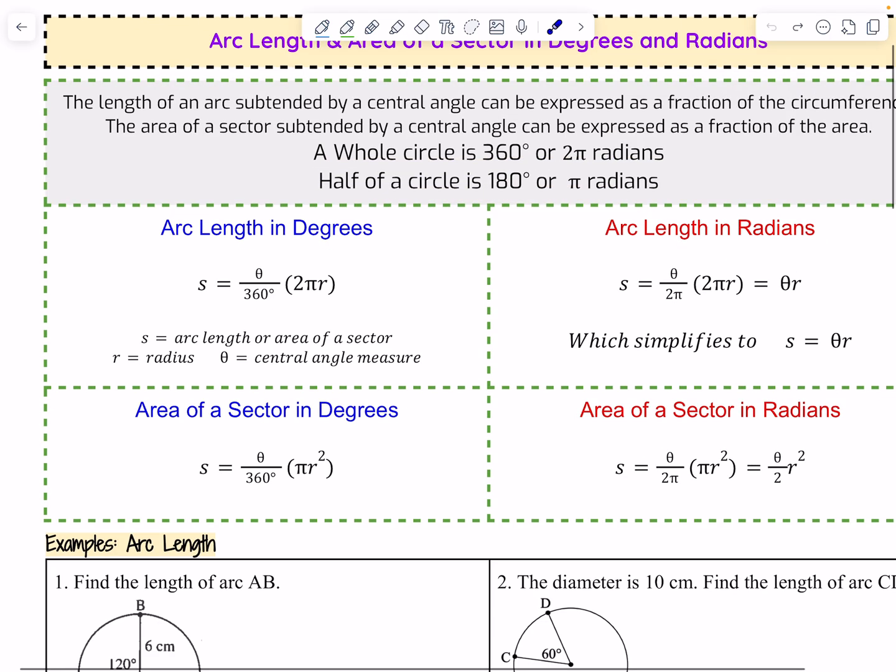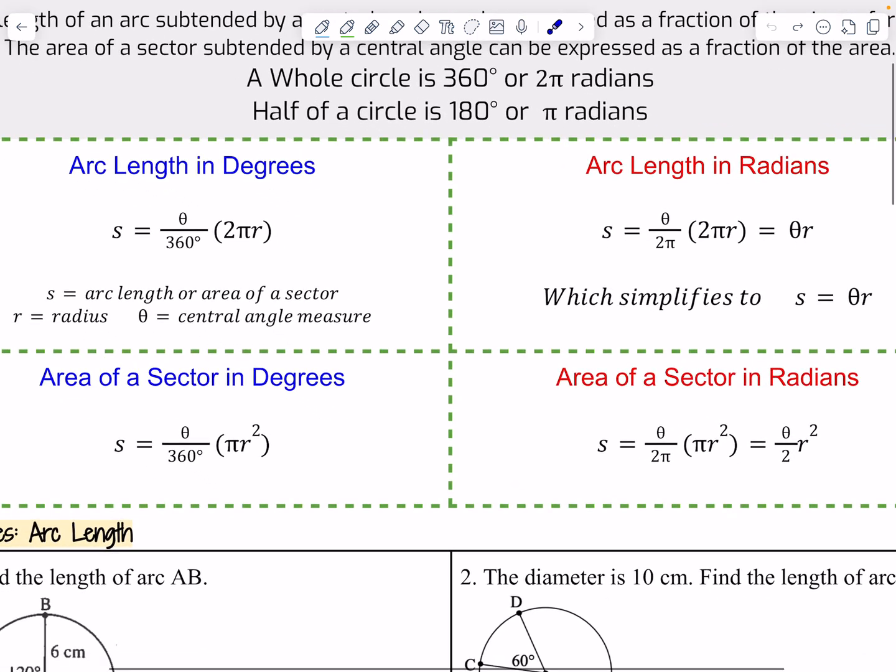So our formulas are very similar. It just matters if you have degrees or if you are given radians or you're looking for radians. So it's set up pretty much the same way other than that. You have a fraction of the whole circle in degrees times the circumference is arc length in degrees, or you have a fraction of the whole circle times the area of the circle to find the area of the sector in degrees. But then it's the same way with radians.